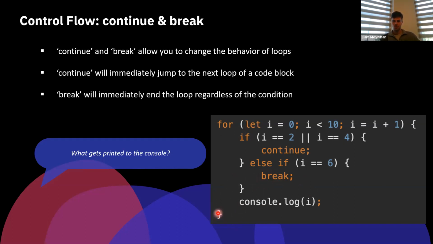So here we go, more for loops. Who can tell me what gets printed? Keep in mind our conditions are checking if i is equal to 2 or i is equal to 4. We're going to continue. And if it's equal to 6, we're just going to break and stop everything. Take some time, study it.